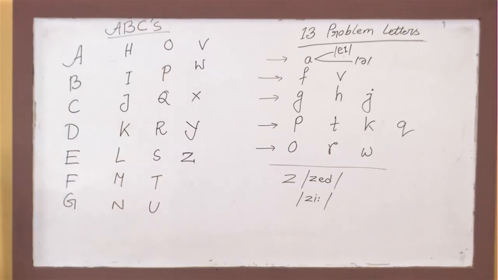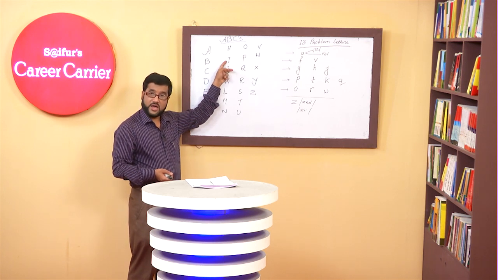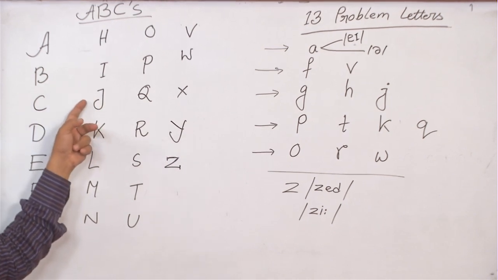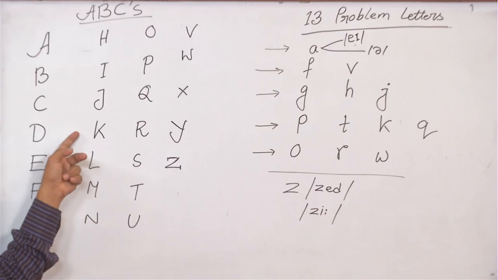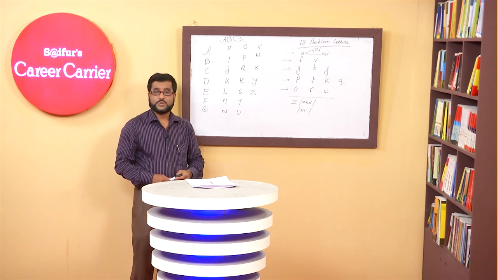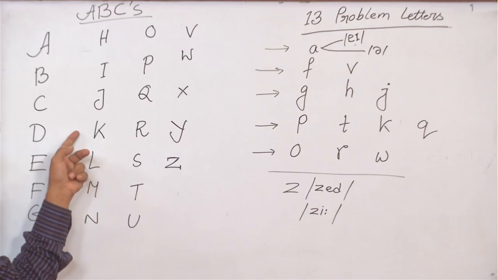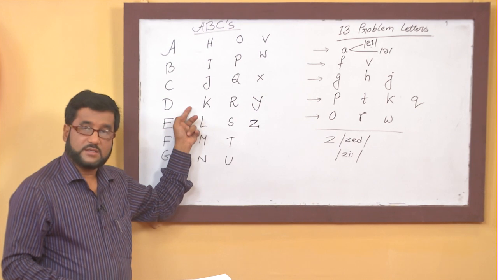Start from here. H. H. I. Not I, but I. I. J. J. This one. K. In our country, in Bangladesh, people, learners, students and parents, they mostly pronounce this as K. This is wrong. So this will be K. Pause your video and pronounce repeatedly. K. K.